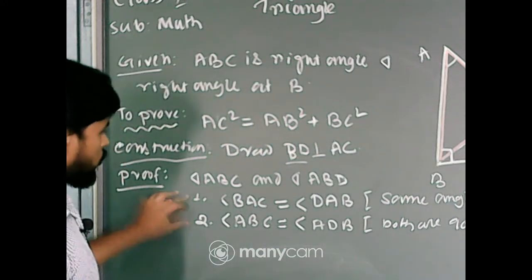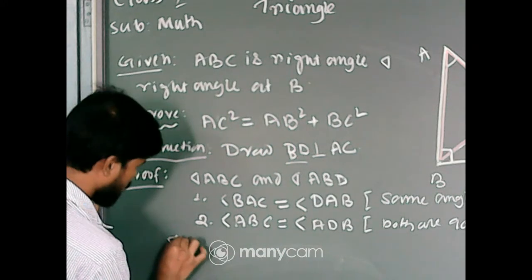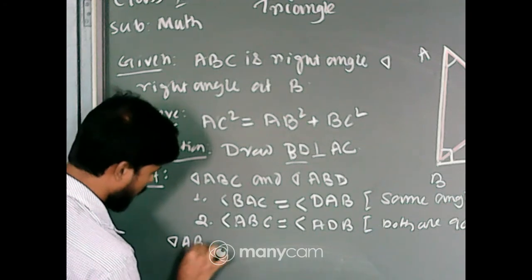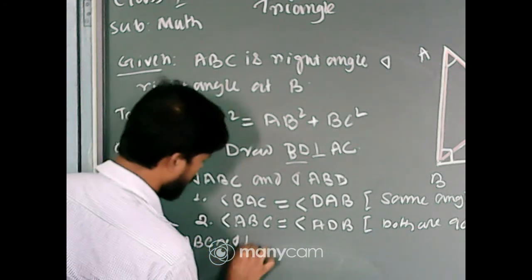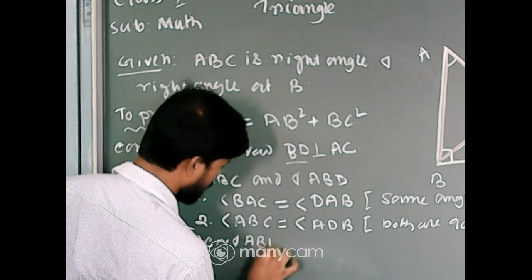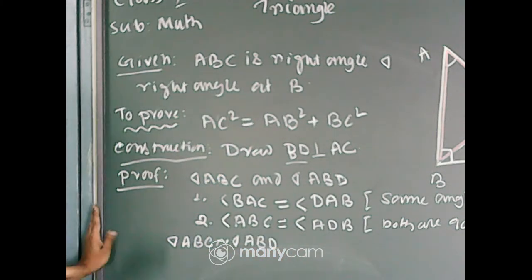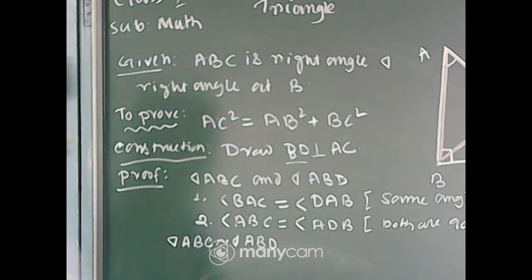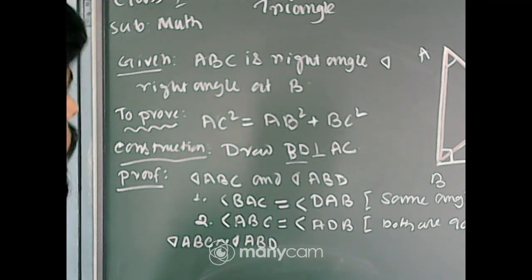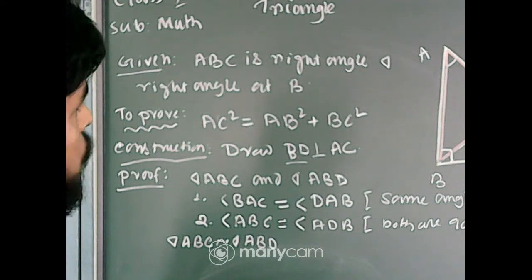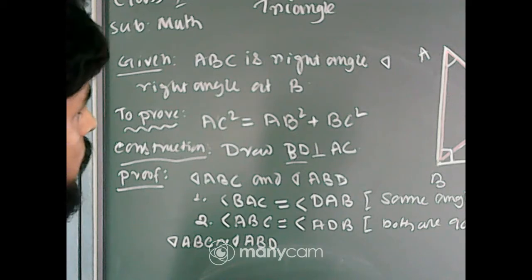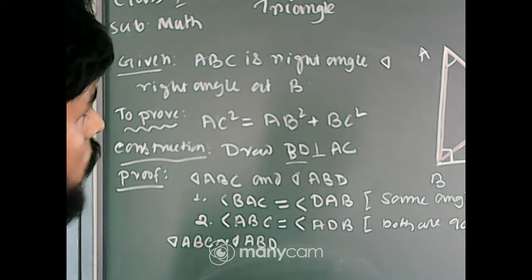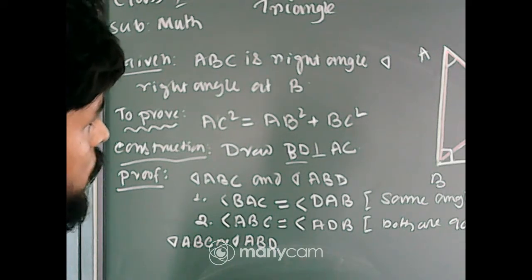So under these two conditions, we can say that the triangle ABC is similar to the triangle ABD. Now, we know that if two triangles are similar, their corresponding sides are also in the same ratio.